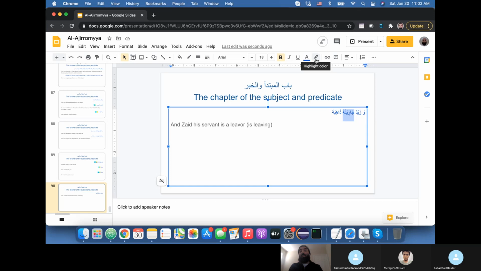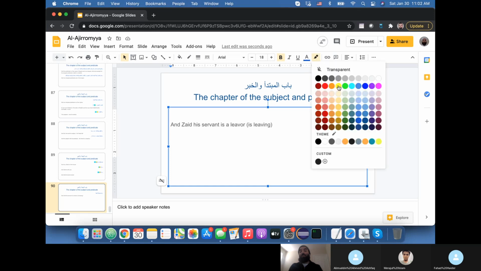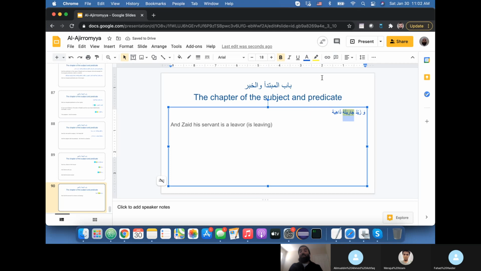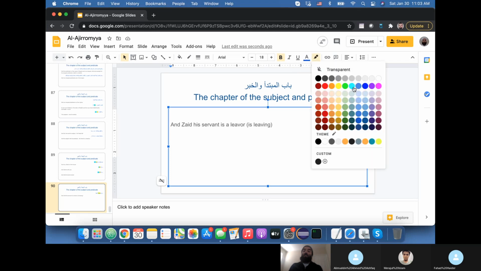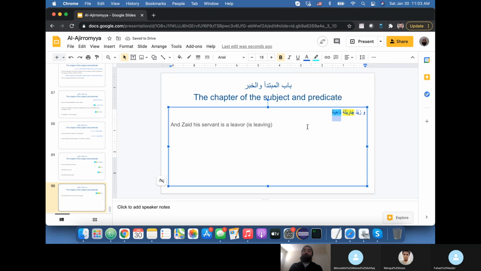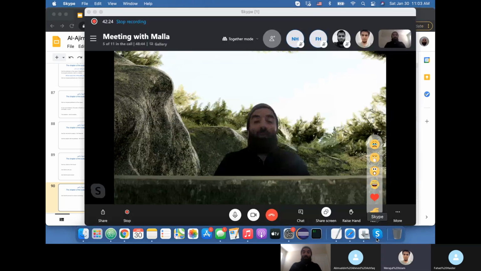So next time you read the Quran, if you see any sentences like this, try to figure out which type it falls under, whether it falls under the jar and majrur, or the zarf, which is the situation, or the verb with its subject, or the subject and predicate. Any questions, brothers? Did this make sense, or was this overcomplicated?